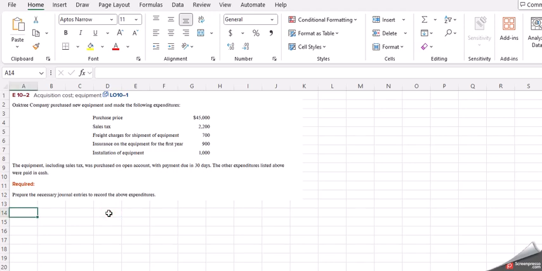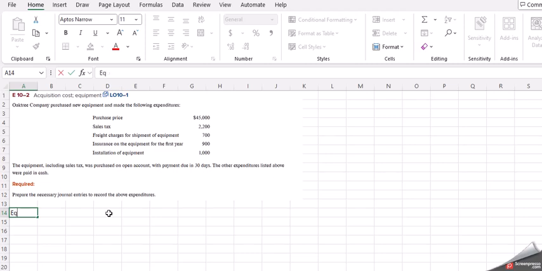Okay, we're going to go through a series of problems on long-term assets and how we account for those. So this first one, we have Oak Tree Company purchased new equipment and then made the following expenditures related to that equipment. The equipment, including the sales tax, was purchased on an open account with payment due in 30 days. All other expenditures were paid in cash. So prepare the necessary journal entries to record the expenditures.